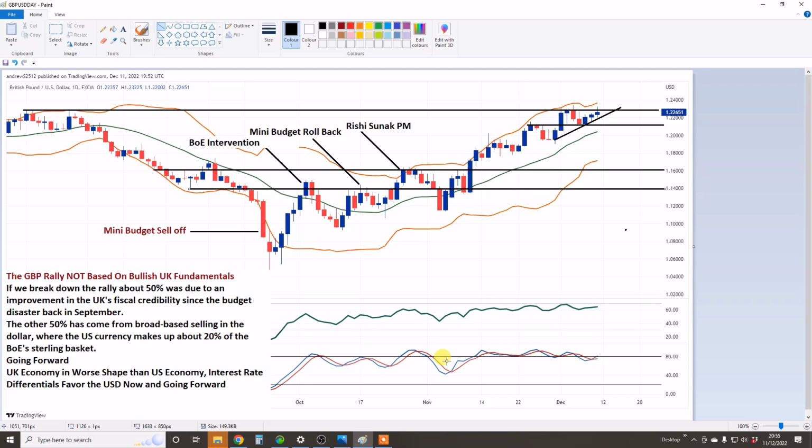So I personally think this trade looks attractive. In terms of GBP shorts, I did a video earlier on which covered GBP CHF. I was looking at CHF pairs. I think the GBP looks a good sell against the Swiss franc as well.